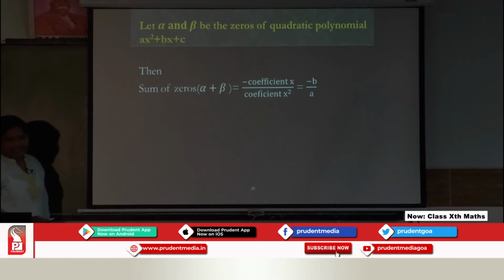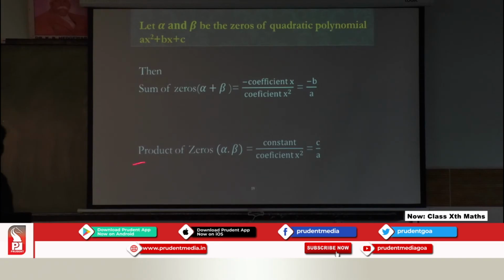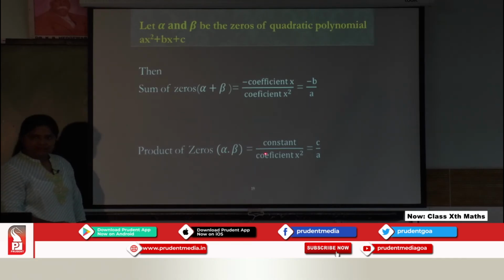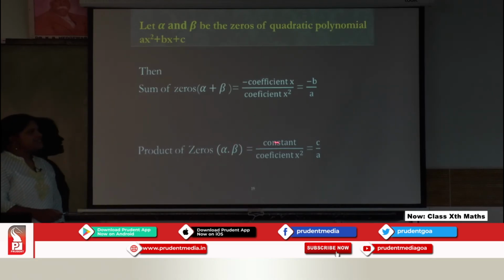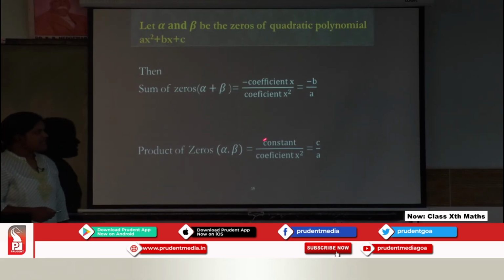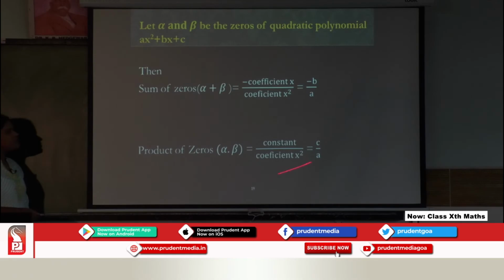Okay. Next is the product of zeros. Product of zeros means we multiply these two answers, alpha multiplied by beta, and the formula is constant upon coefficient of x square. The constant is the last term in the polynomial, so it is c, upon coefficient of x square, which is a. So, the product of zeros, alpha multiplied by beta, is equal to c upon a. These two formulas are very important for our further calculations.